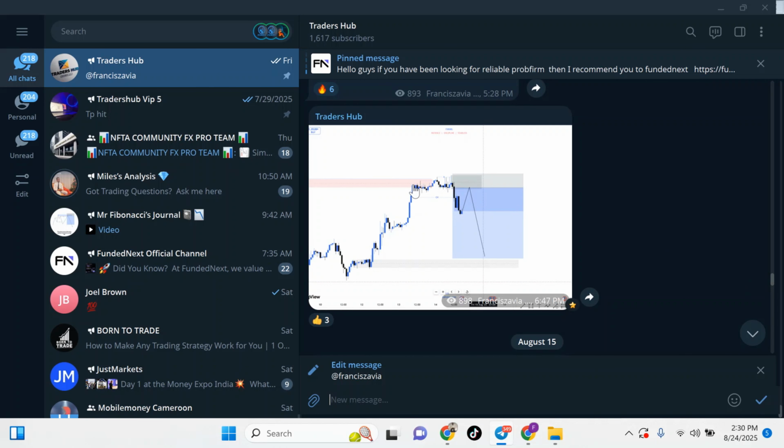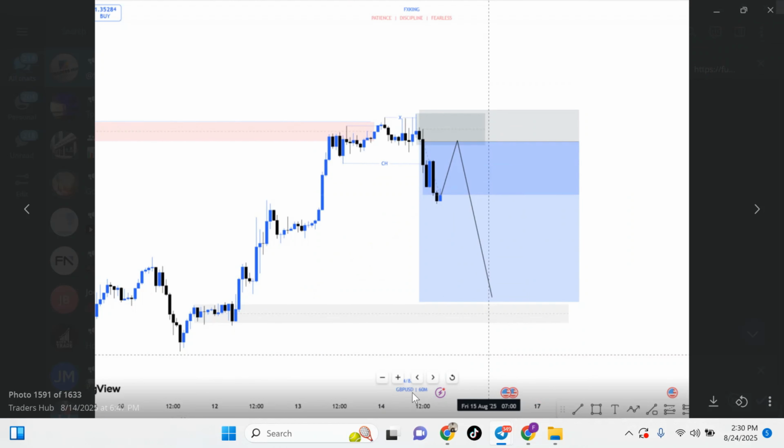Okay, so this is a trade on GBP USD. Let me open the chart. So this is GBP USD, as you can rightfully see here, and I indicated this zone on GBP USD.